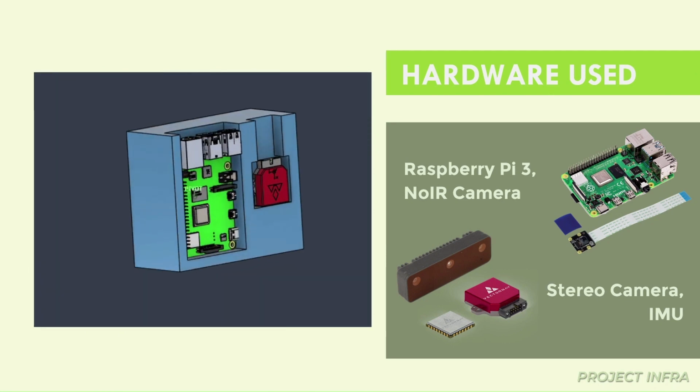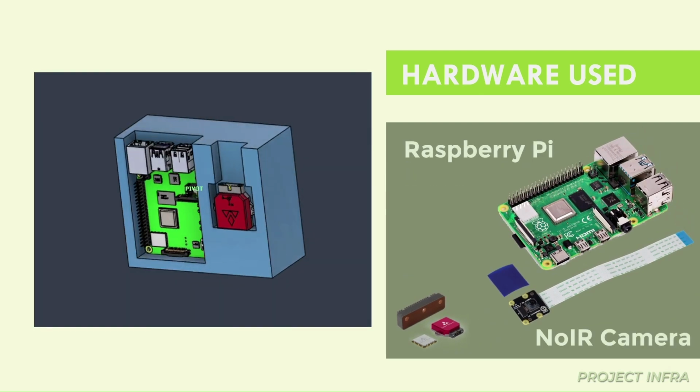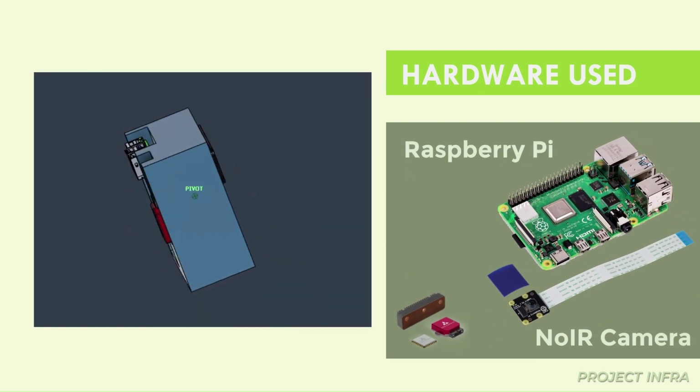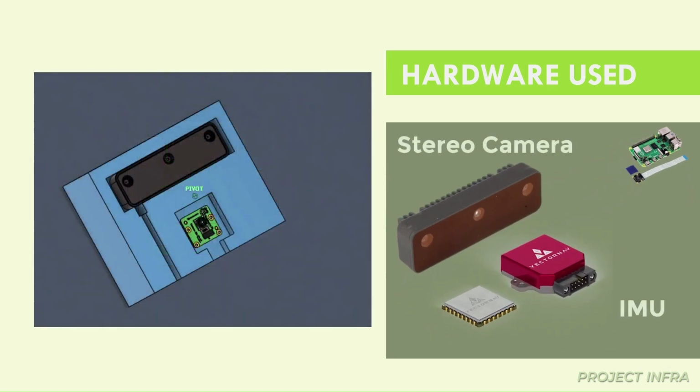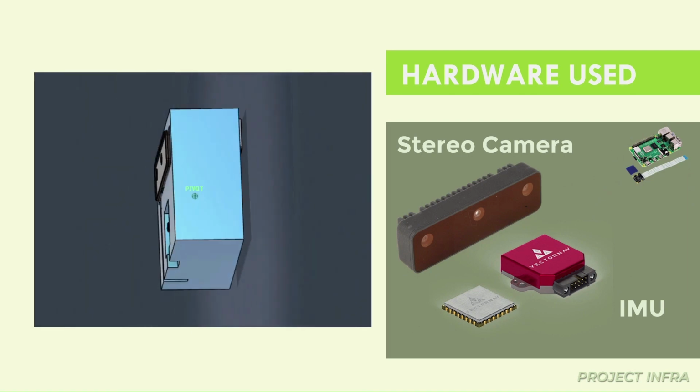So, we have used the following hardware in our system. The plant health determination is done using a NoIR camera connected to a Raspberry Pi, and the vSLAM is implemented using a stereo camera, the Luxonis Oak D Lite in our case, and an IMU.